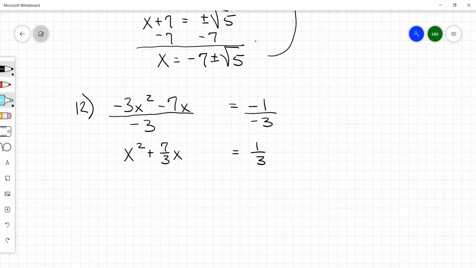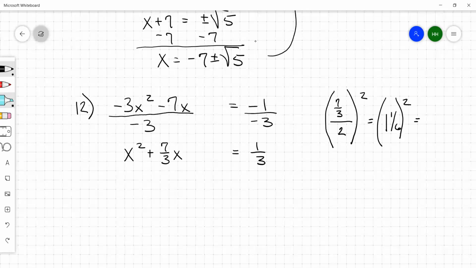Now, we're going to follow the same rule to complete the square. We're going to take our b, which is 7/3. We're going to divide it by 2, and we're going to square it. So 7/3 divided by 2 is 1 1/6. We got to square it. So that value is sitting on your calculator. You can push x squared. You get 1.36. So 1.36 gets to be added to both sides.